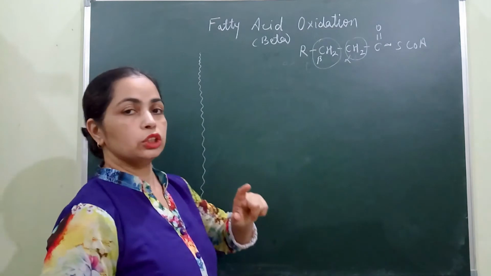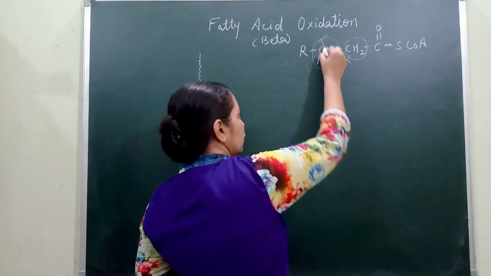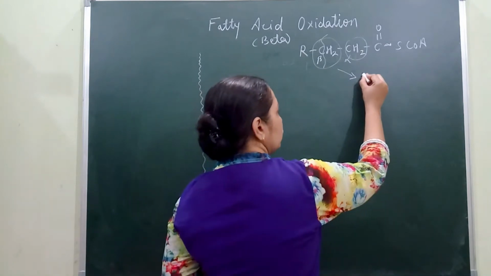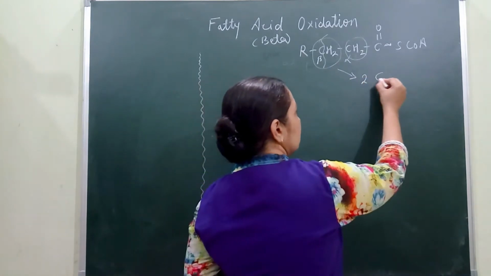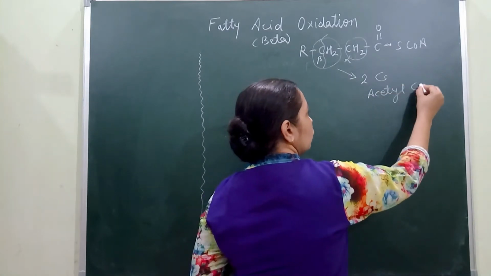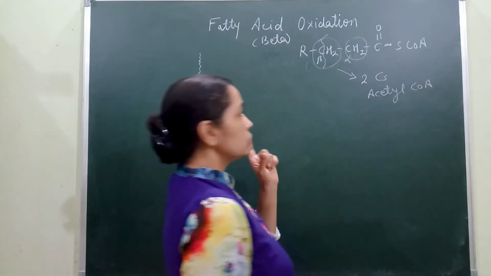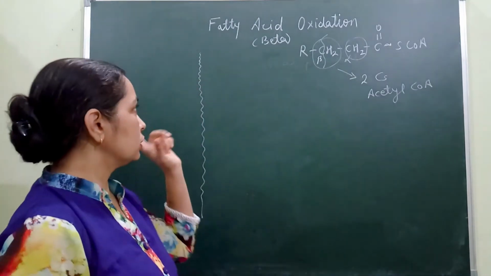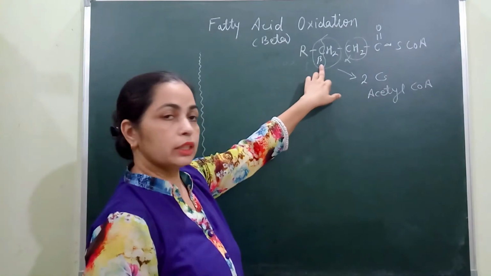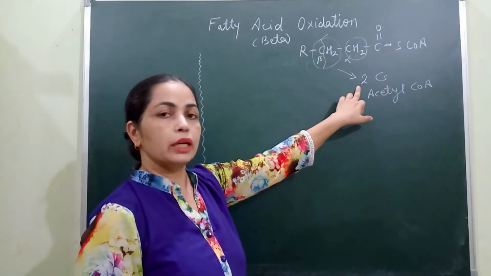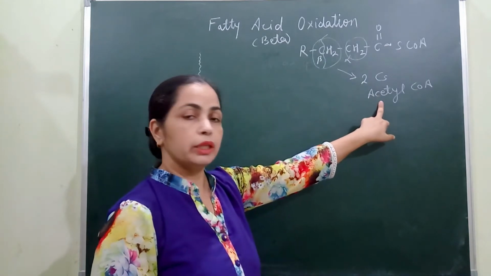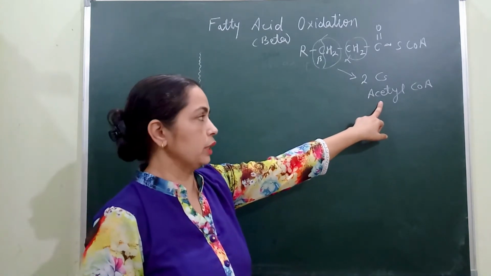During this process, there is oxidation at the beta carbon, and in every step of the oxidation, two carbons are released in the form of acetyl coenzyme A. So this is the basic definition of fatty acid oxidation: the oxidation takes place on the beta carbon, and in each step two carbons are released in the form of acetyl coenzyme A.